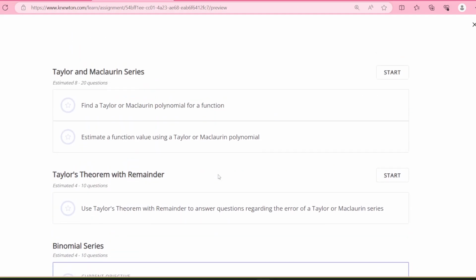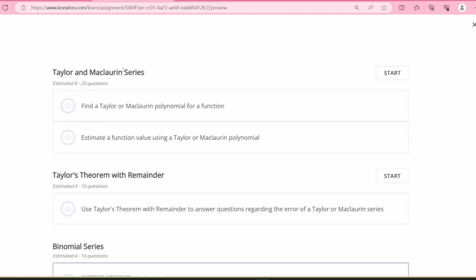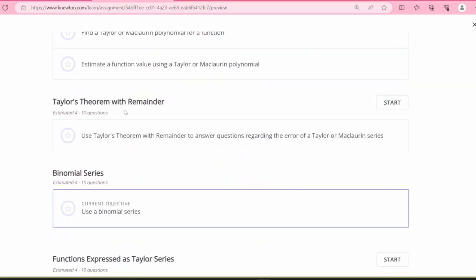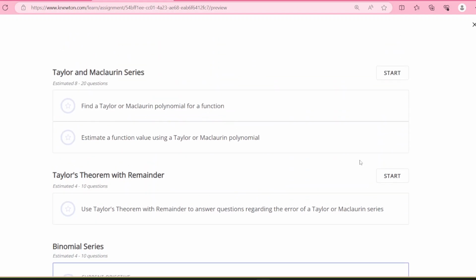I've already made videos for Taylor and Maclaurin series and Taylor's theorem with remainder. So if you want to take a look at those on my page, you can. And after this, I'll be making another video later on the functions expressed as Taylor series objective. But for right now, binomial series.